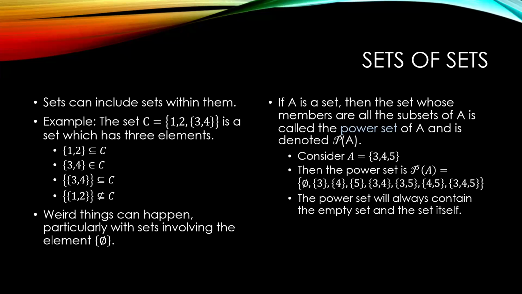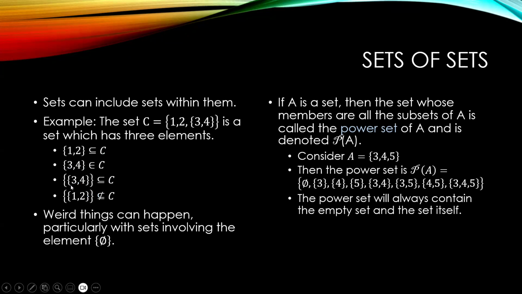Now, sets can include sets within them, and we will often see this as the case. And so the set C, which has 1, 2, and the set containing 3, 4, is a set which has 3 elements. It has 1, it has 2, and it has the set containing 3, 4, which counts as a single element. And so looking here, 1 and 2 are both elements of C, and so the set containing 1, 2 is a subset of C. The set containing 3, 4 is an element of C.